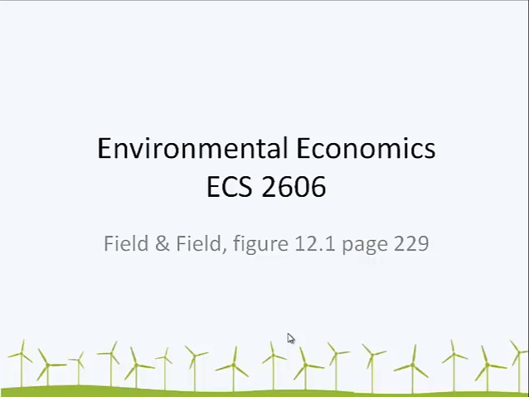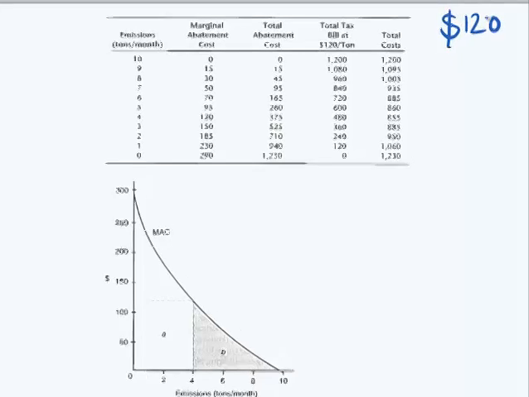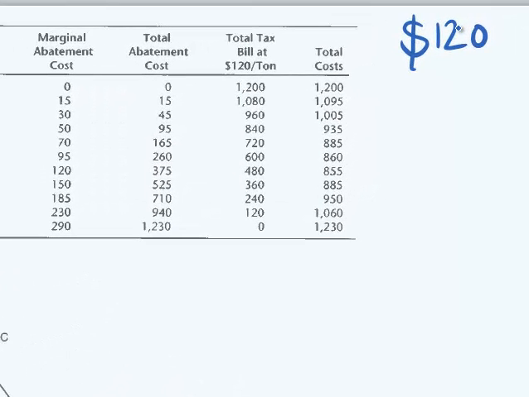We're looking at figure 12.1 on page 229 of your textbook. Important bit about this graph is that they show the information both in a table and also in a graph. So if you first look at the table, we'll see that in this situation the government decided that 1 ton of emissions would cost a charge of $120.